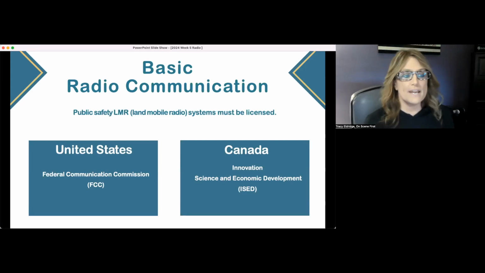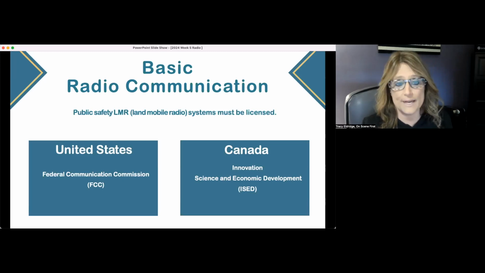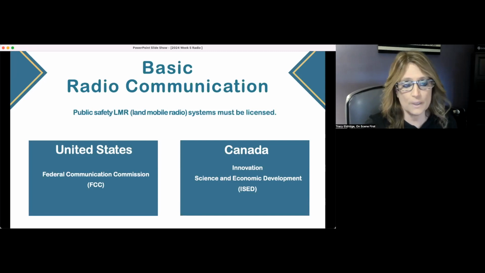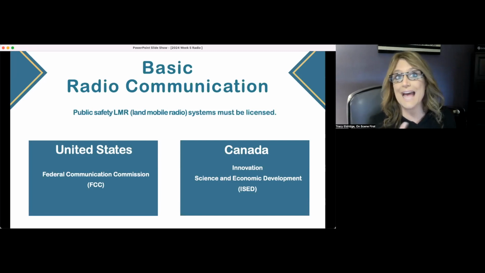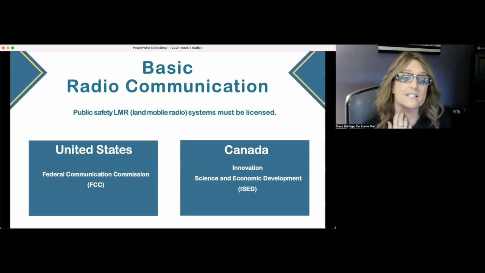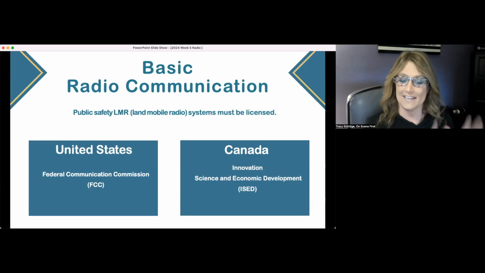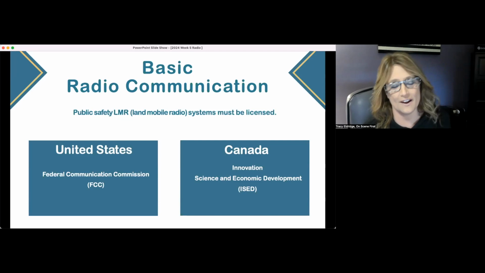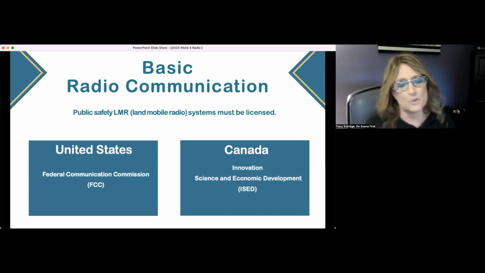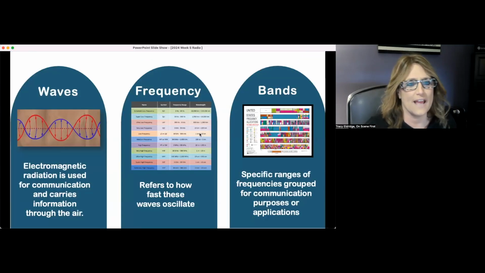So we're going to start with basic radio communications. Public safety LMR, which stands for Land Mobile Radio Systems, must be licensed. And so here in the United States, it is the FCC, the Federal Communications Commission, that licenses our radio frequencies. In Canada, it is the Innovation, Science, and Economic Development, and the acronym for that is ISED. So US folks, you need to know FCC. Canadian folks, ISED. And I know that our Canadian friends will be also adding that to their presentation as well. So anything that I mentioned, they'll have in their presentation as well.